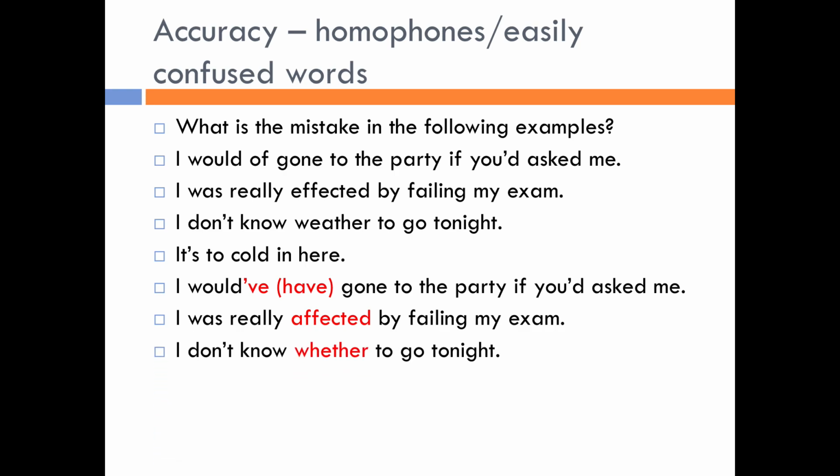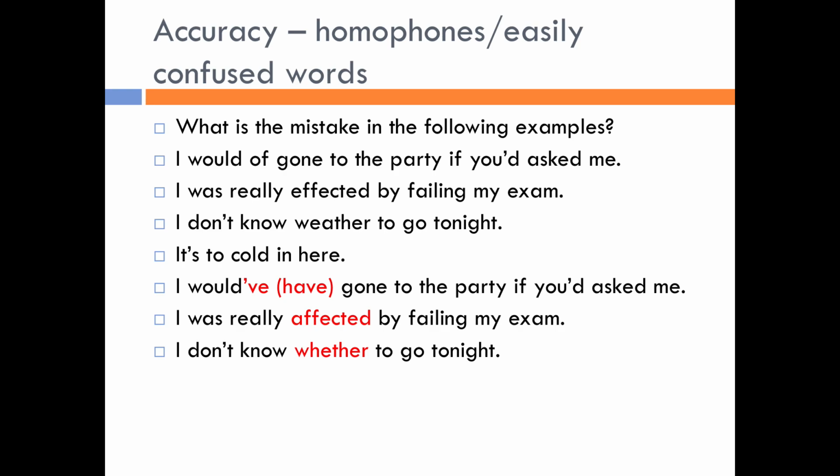I don't know whether to go tonight. Again, same pronunciation. Obviously the first one, W-E-A-T-H-E-R, is to do with rain, snow, hot, cold, etc. This one, I don't know whether, is like I don't know if I should go tonight or not. It's not that common, but again, be careful when you're using that word.